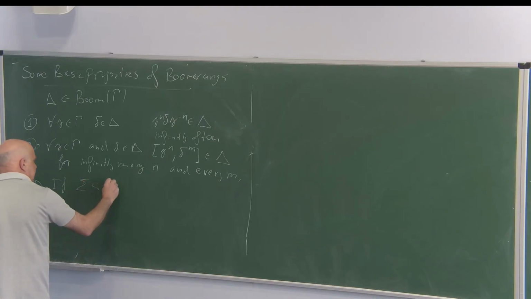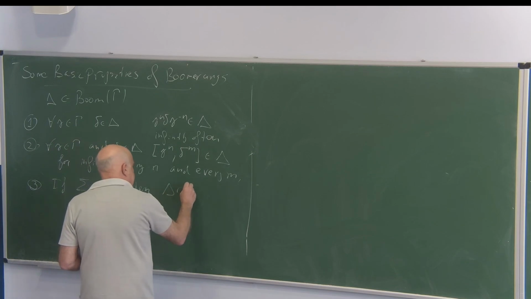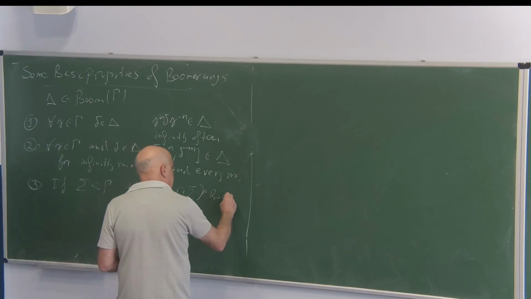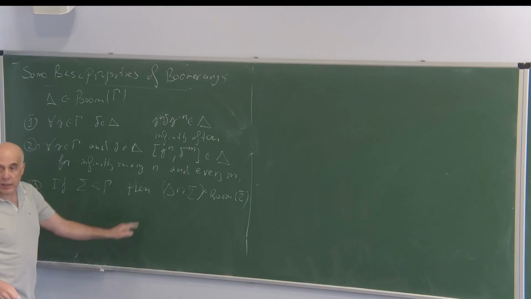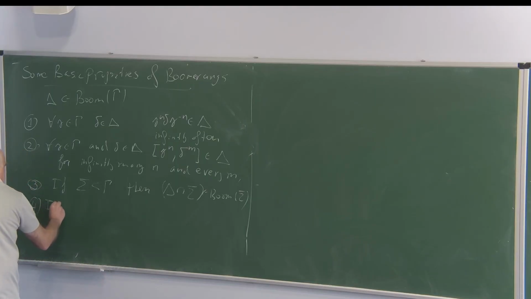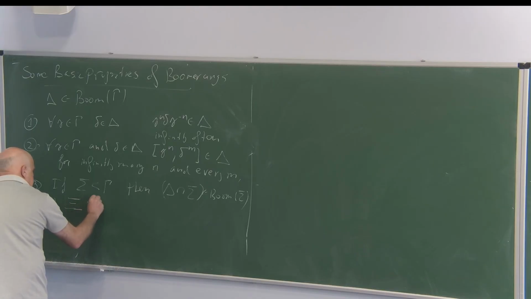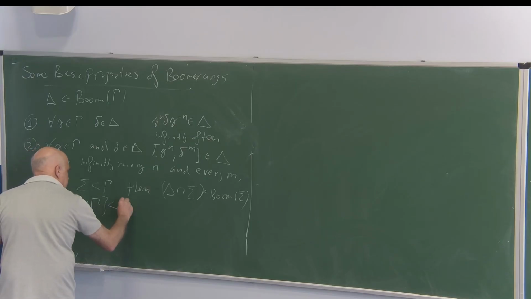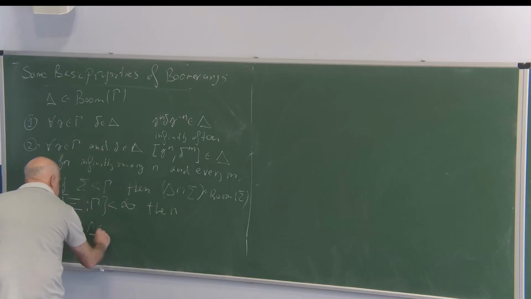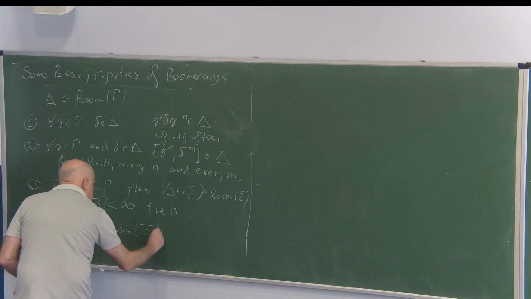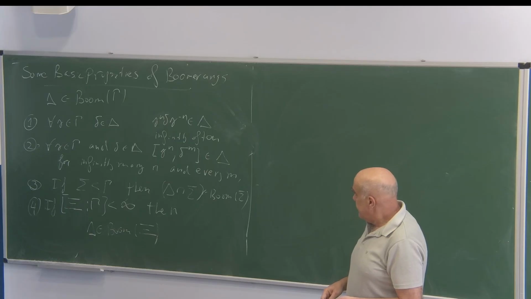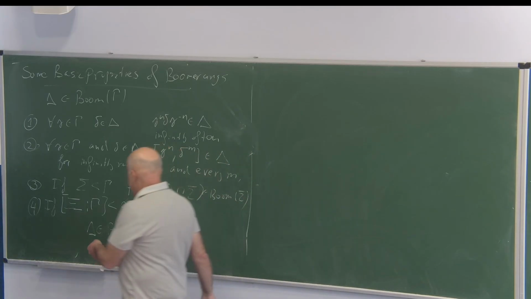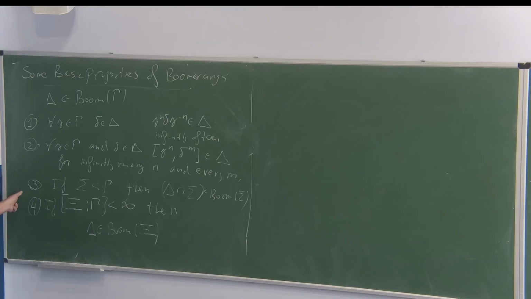Three, if sigma is inside gamma, then delta intersection with sigma is going to be a boomerang in sigma. So if you take a boomerang in the bigger group, you intersect it with a smaller group, it's still a boomerang. Four, if big Xi is some finite extension of gamma, then delta is a boomerang also in Xi. So these are just basic. I mean, all of these are exercises, but let's do them just to get a feeling of this theory.